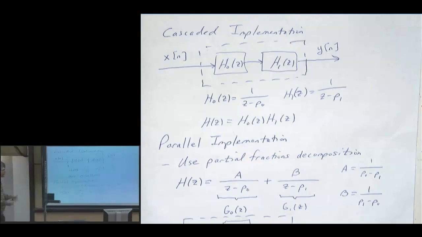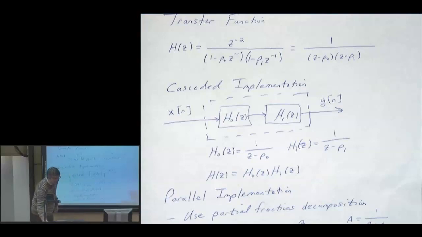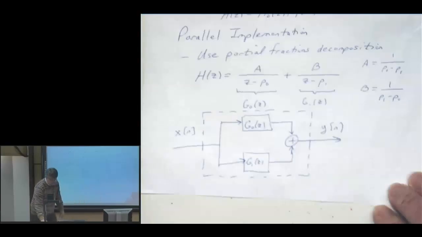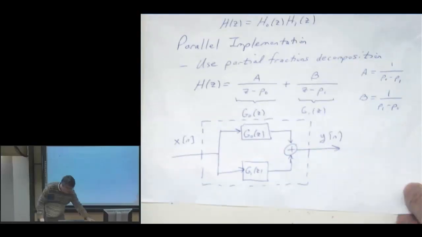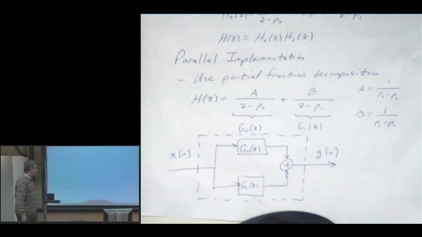So here's partial fractions. I take the same transfer function as I had earlier. This term is already factored for me, and I write it in partial fractions form. And I get a sum of 2 first order sections. In terms of the block diagram, I have a sum of 2 filters. So the input X comes in. In parallel, it goes through 2 first order sections, and I sum the outputs together to get the output Y of n.